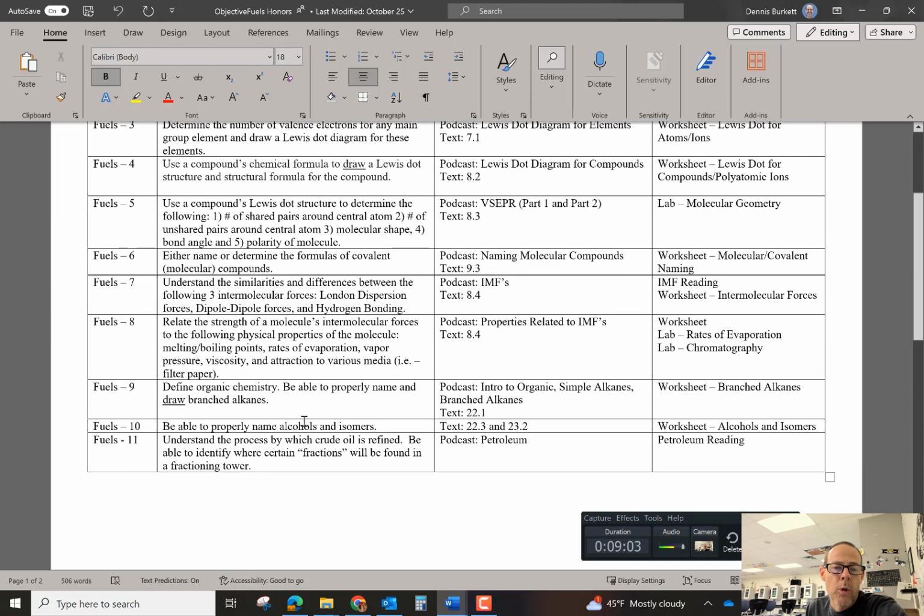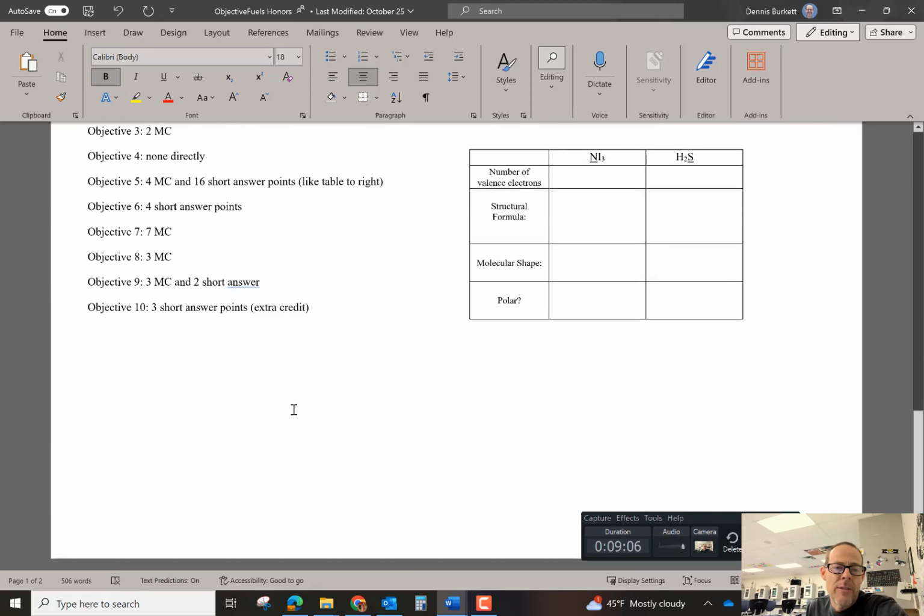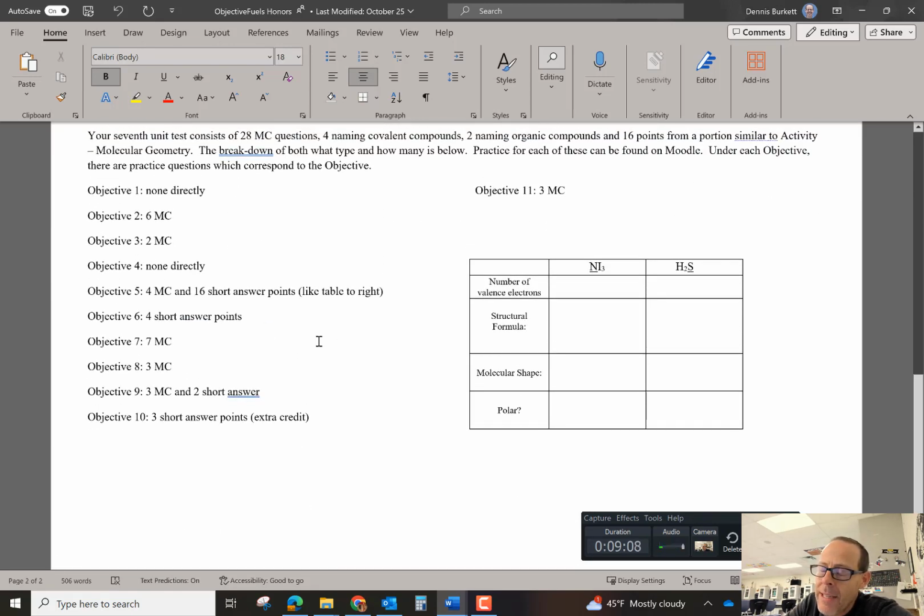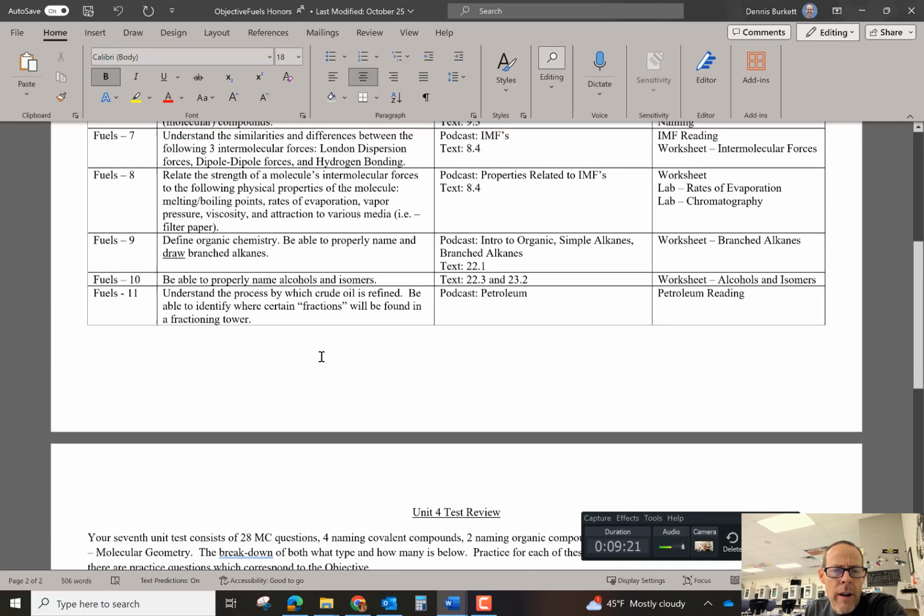Objective 6 is naming. So either name or determine the formulas for covalent compounds. So if you had something like diboron tetrabromide, B2Br4, you might just review prefixes. So you're going to have 4 of those on the short answer. And then I think on number 9, it is just drawing alkanes, so branched alkanes.